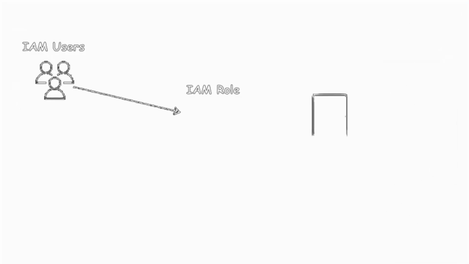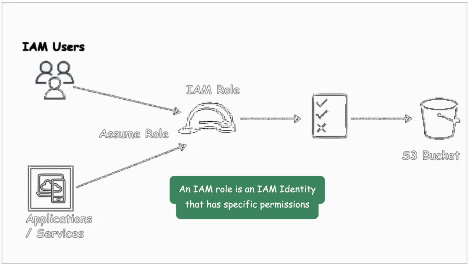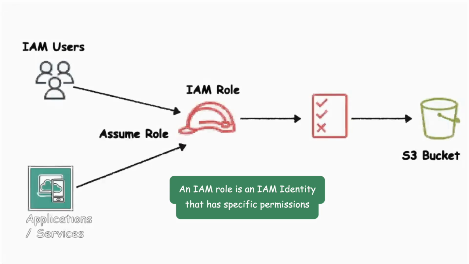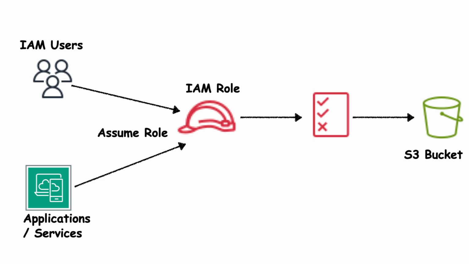Speaking of roles, IAM also allows you to create roles, which are like permission sets that can be temporarily assumed by users or even AWS services, such as an application that needs to interact with an S3 bucket. Roles provide secure, short-term access without the need for long-term credentials.